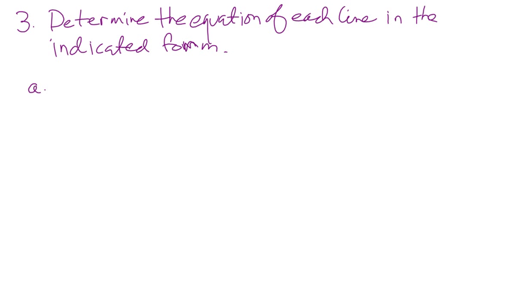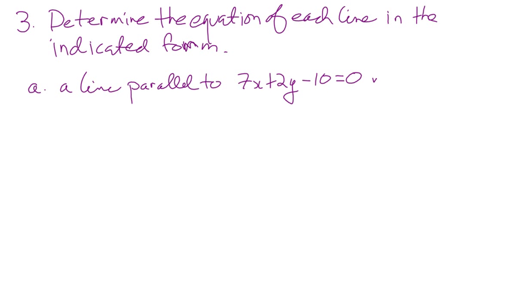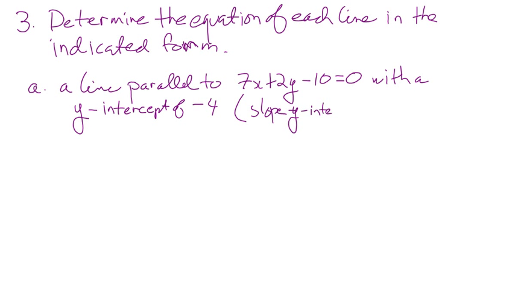Okay, so what do we want to do? A line parallel to 7x plus 2y with a y-intercept of negative 4. And we want slope y-intercept form, and general form.